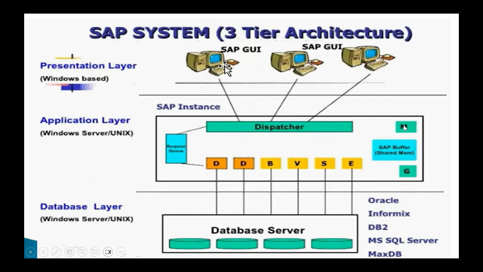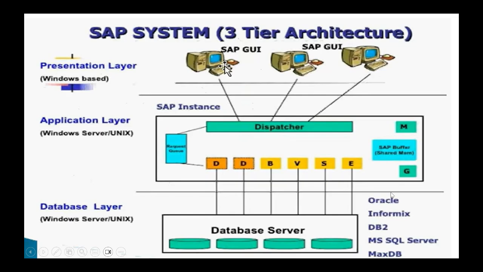M is the message server. The purpose of a message server is communication within the system and load distribution. G stands for gateway. The purpose of the gateway is to communicate between SAP and SAP, and between SAP and non-SAP systems. Once the information is processed in the application layer, it is finally stored in the database layer. The database can also be on a Windows server or a Linux server.